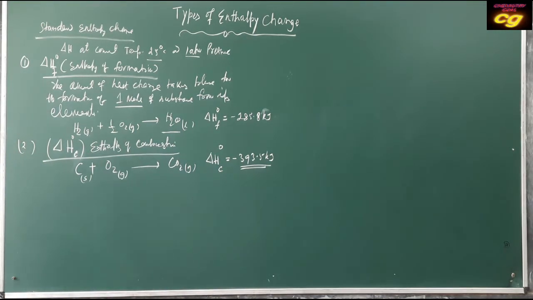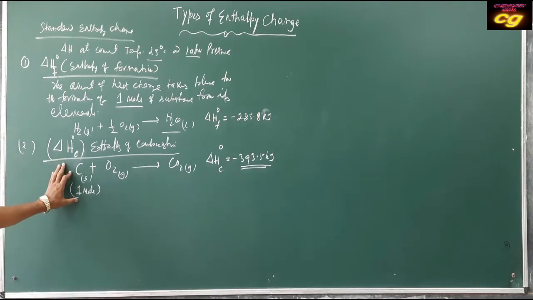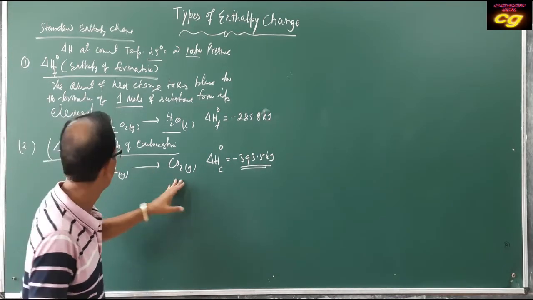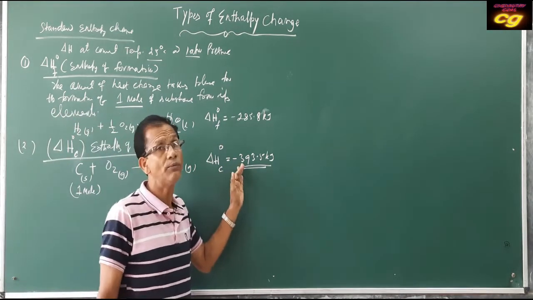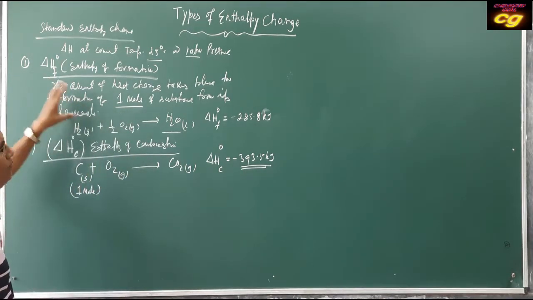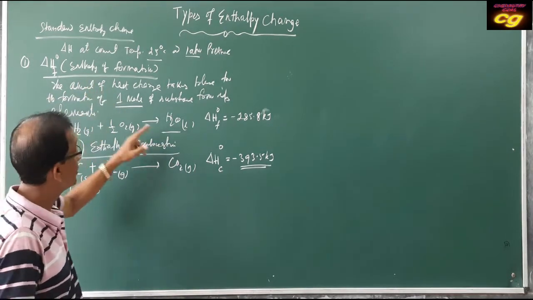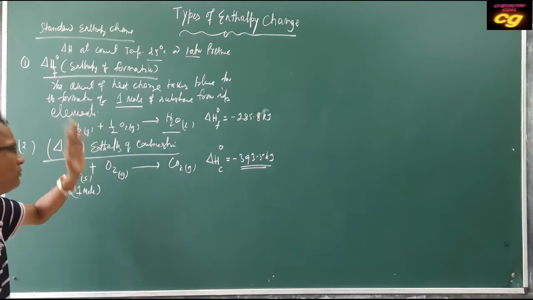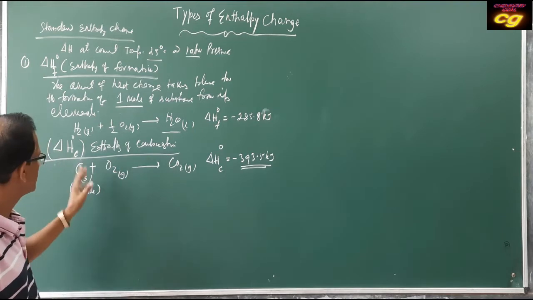So for the combustion of 1 mole, the substance should be 1 mole. When the substance is burned in presence of oxygen forming the product, the substance should be 1 mole. The reactant should be 1 mole. That amount of heat change that takes place is called enthalpy of combustion. But for enthalpy of formation, the product should be 1 mole, but the reactant may differ. Maybe 1 mole, 2 mole, that is not necessary. But the product should be 1 mole. So for the formation of 1 mole, you have to calculate how much reactants are required, so then you have to multiply by the different coefficients. So this is about enthalpy of combustion, the enthalpy of combustion of carbon.